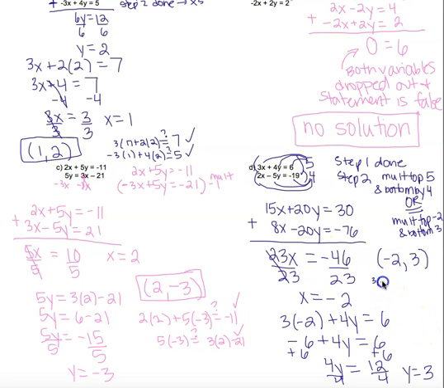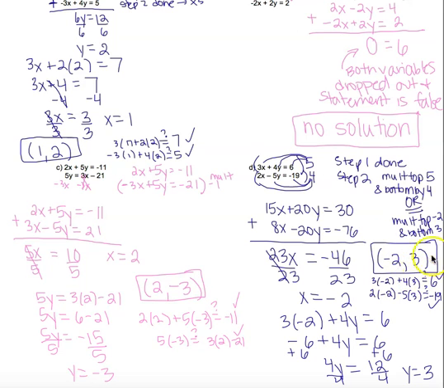So 3 times x, which is negative 2, plus 4 times y, which is 3. Checking to see if that equals 6. So negative 6 plus 12, yep, sure is 6. Now try the second equation. 2 times negative 2 minus 5 times 3. I'm checking to see if that is negative 19. So this gives me negative 4 minus 15, which, yes, is negative 19. So I've checked, and I am sure that this is the correct solution.